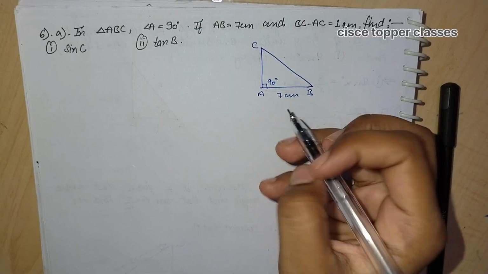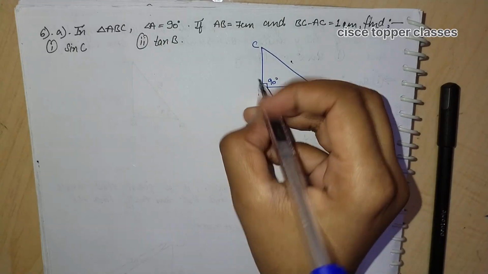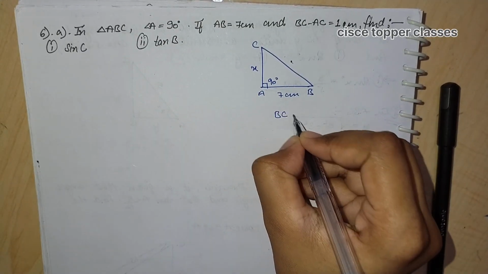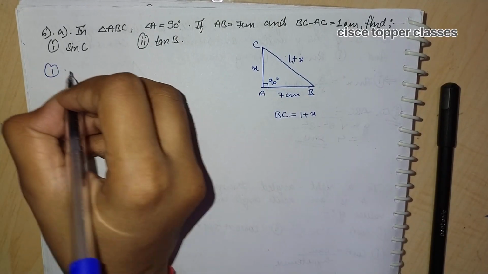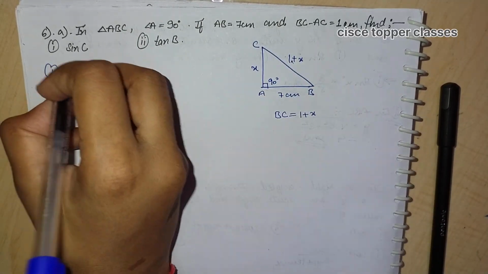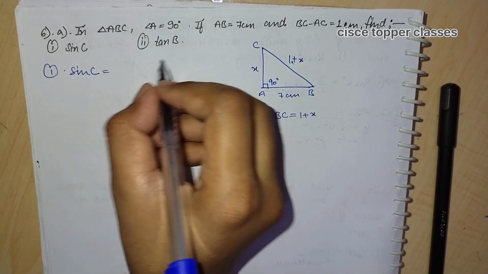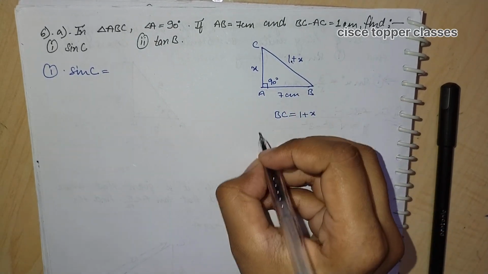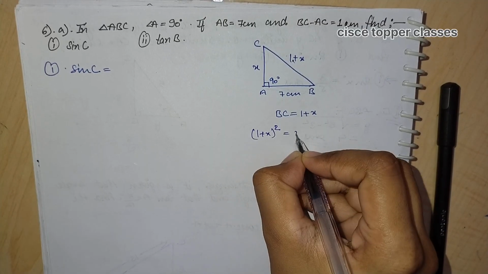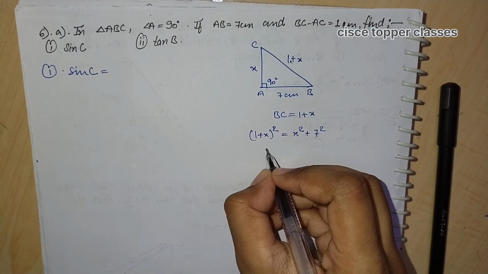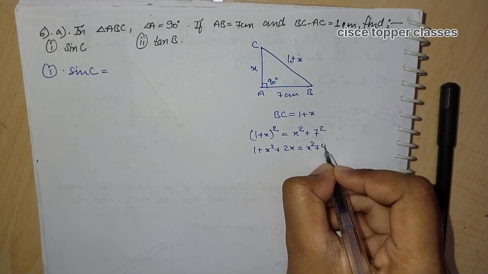So we can let AC as X. If we let it as X, we can find the value of BC as 1 plus X. If we want to find the value of sin C, it will be height by hypotenuse. Firstly we will calculate the hypotenuse by Pythagoras theorem. So we can write here (1 plus x) whole square is equal to x square plus 7 whole square. So 1 plus x square plus 2x is equal to x square plus 49.